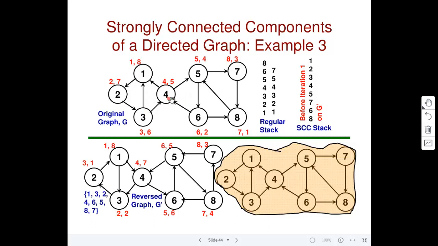Now I assume everyone knows again how to run depth first search on the given directed graph. So I'm going to just say, after running depth first search on this given graph, this is what the SCC stack is going to look like.